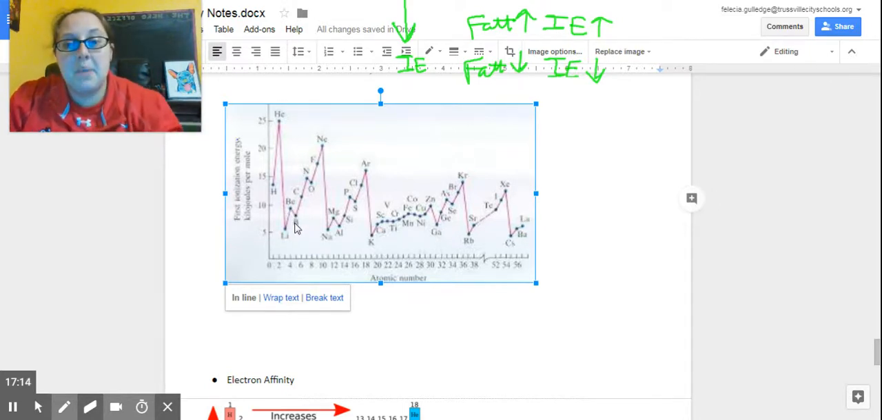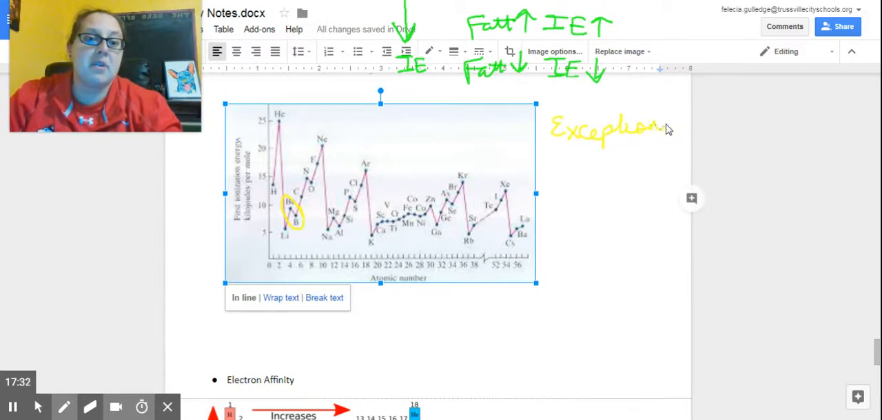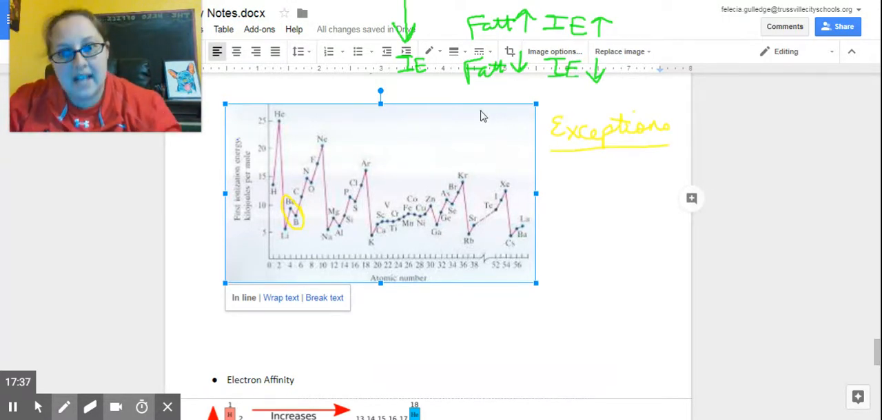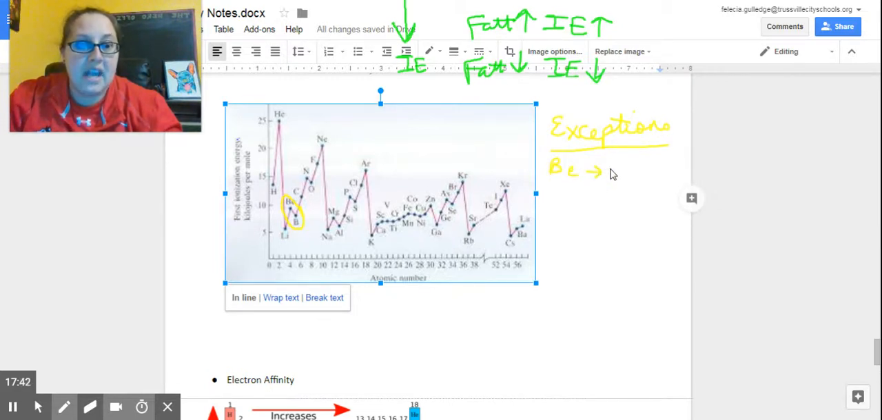Now, Be to B, that's still going across the periodic table, right? But instead of it increasing, it's actually decreasing in ionization energy. This guy right there is known as an exception, all right? So there are some exceptions to these periodic trends that we have to be able to talk about. And they love to ask about them. So Be to B is one exception. And we'll see that there's another thing that follows in this line as well. We're going to call that exception number 1.